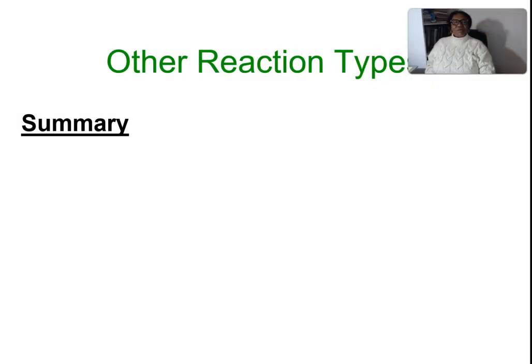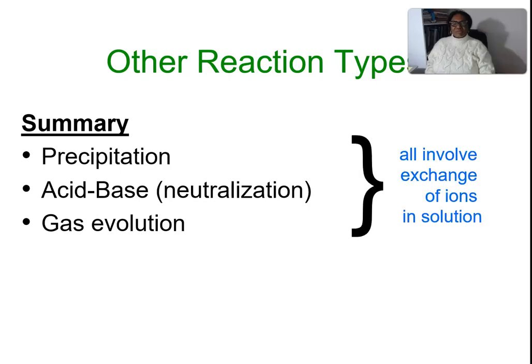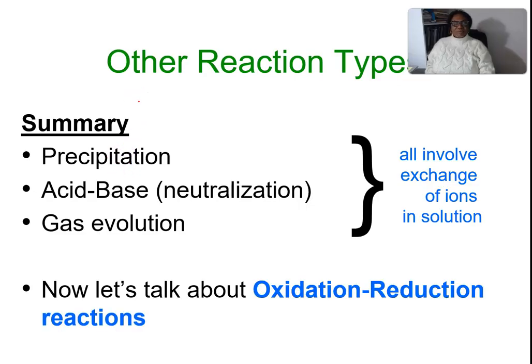So summary of other reaction types. So we have precipitation reaction, acid-base reaction, gas evolution reaction. All involve exchange of ions. So there's another type of reaction which does not involve exchange of ions, and that is oxidation reduction reaction. So we'll come to this next class. Thank you.